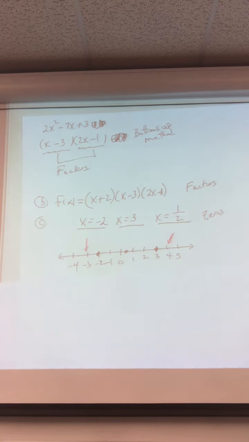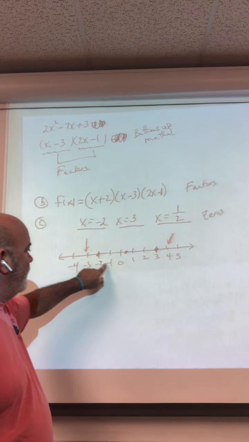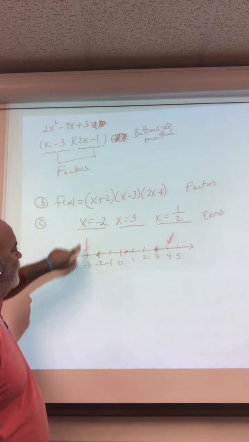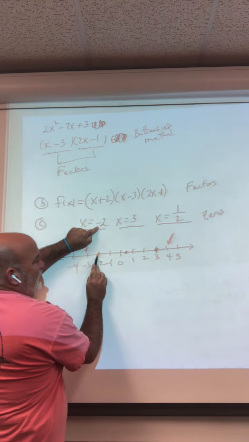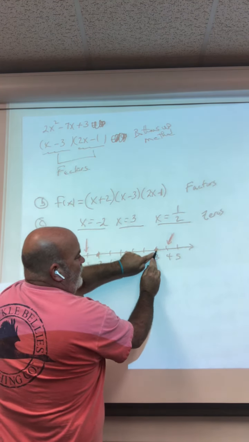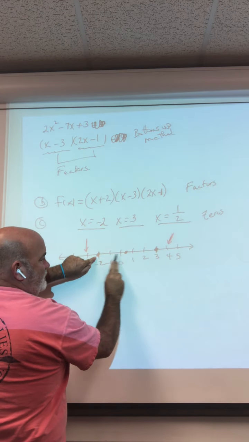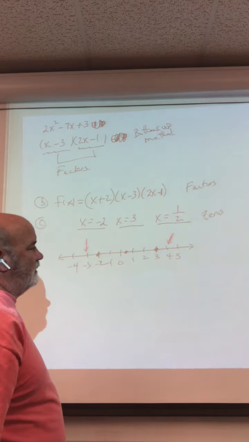All right, so I did a number line. 0, 1, 2, 3, 4, 5. -1, -2, -3, -4. All right, -2 is right here. Positive 3 is right here. And then 1/2 is halfway between 0 and 1. So there's the 3 zeros from left to right.